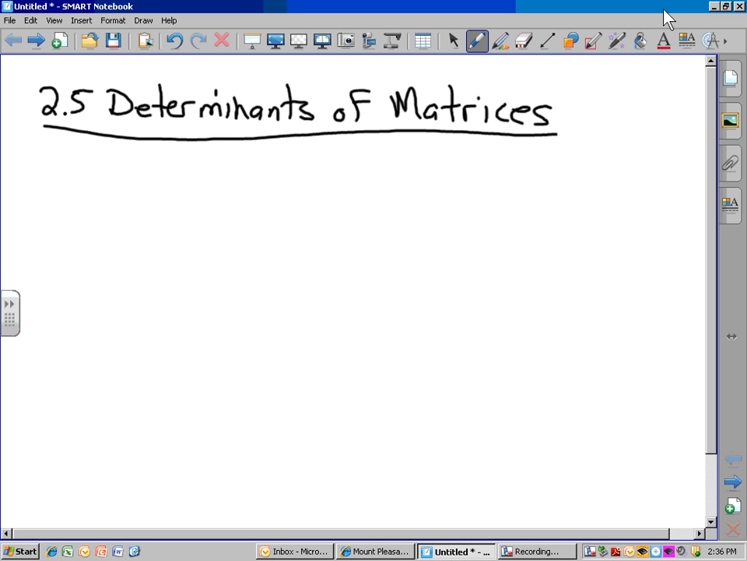Okay, 2.5, determinants of matrices. What we're going to do today is, by hand and with a calculator, learn how to take a determinant of a square matrix.